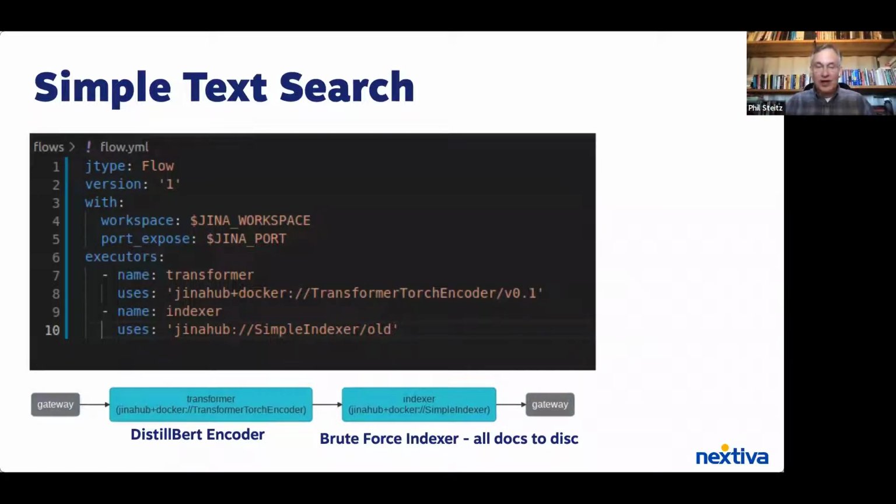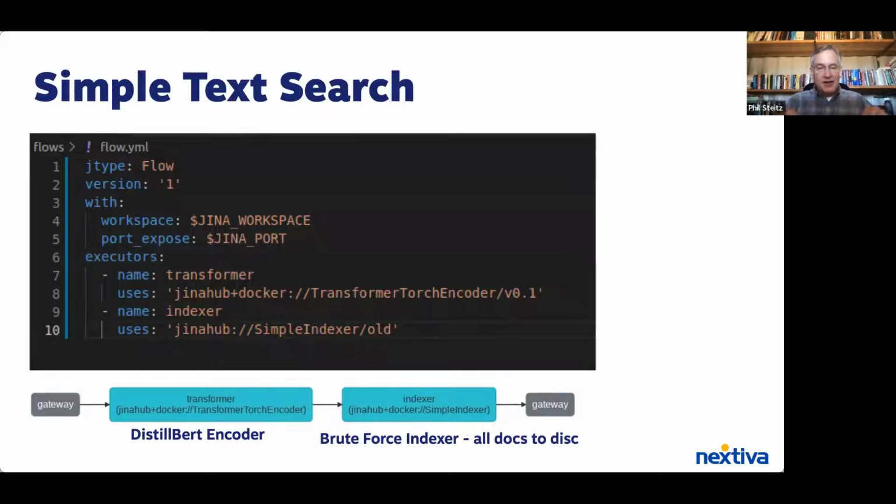It's another great open source community, and they provide a variety of BERT encoders. One is DistilBERT, and all I have to do to get that into my flow is one line of YAML that says, okay, use DistilBERT. And the rest, all the getting the data in, getting the results out, passing it along, all that is handled by Jina.